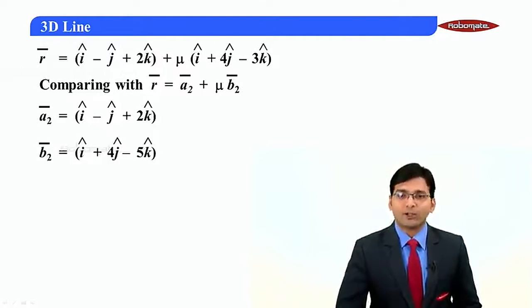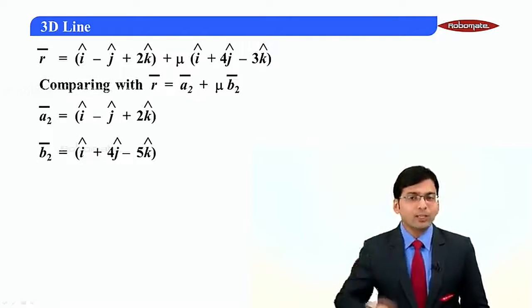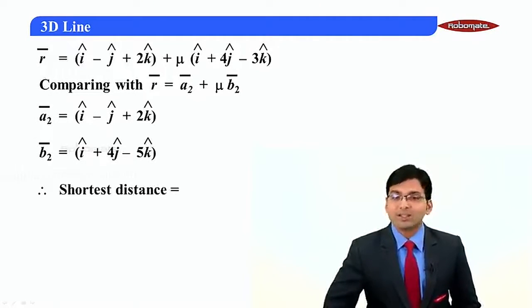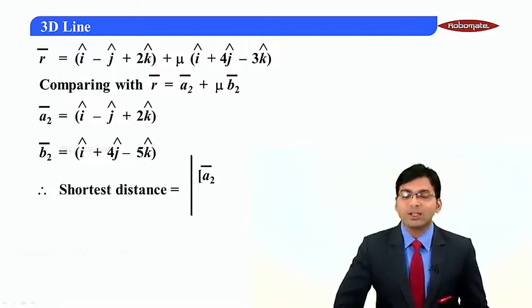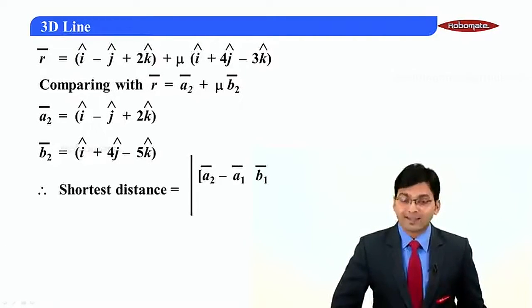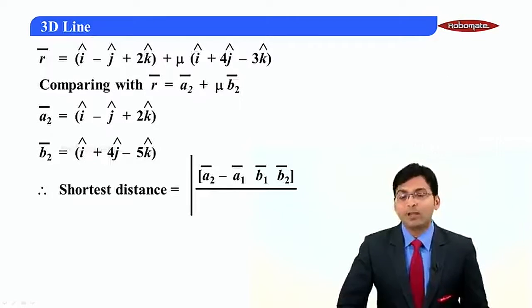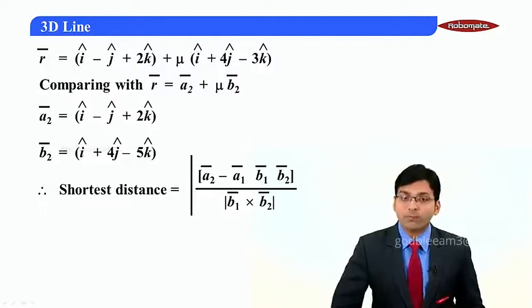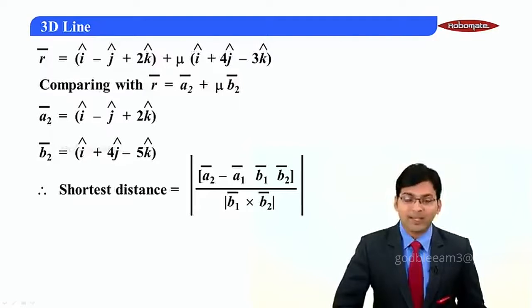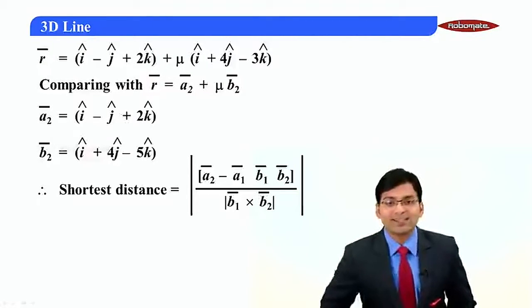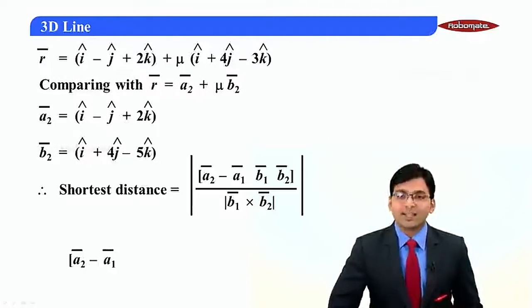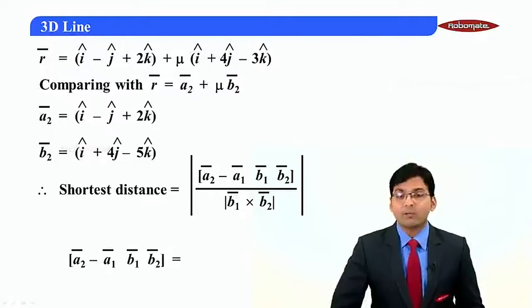Alright students, now once we get these values, now we know the shortest distance has an expression. It is mod of box product of a2 bar minus a1 bar, b1 bar, b2 bar divided by mod of b1 bar cross b2 bar. Right? Now let us calculate numerator separately. The numerator says a2 bar minus a1 bar, b1 bar, b2 bar.